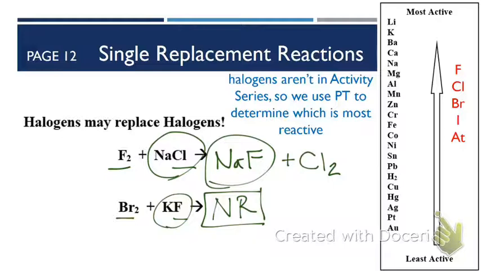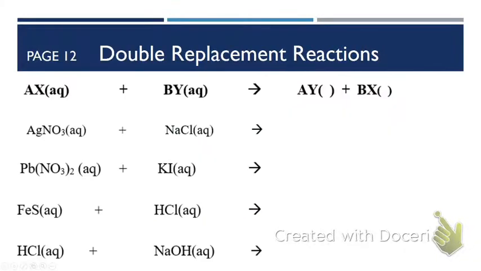So same idea as with our metals. There's just a lot more of those metals, so there's a lot more reactions you might see with them. But if it's a halogen, don't worry. Just switch it for the other halogen. Make sure that you always check the periodic table first. So that's single replacement reactions.